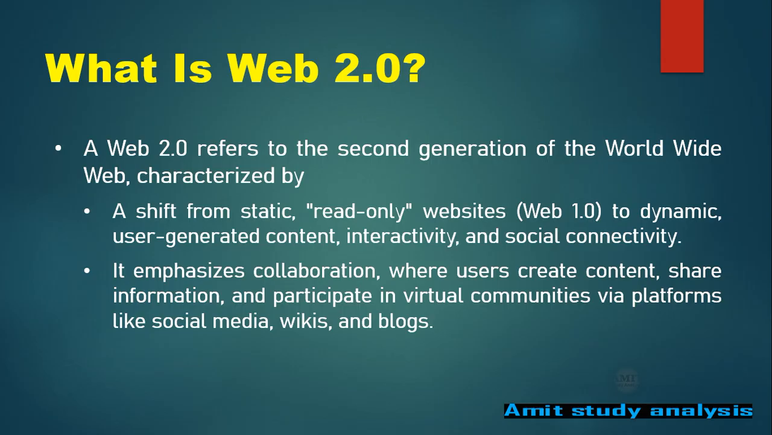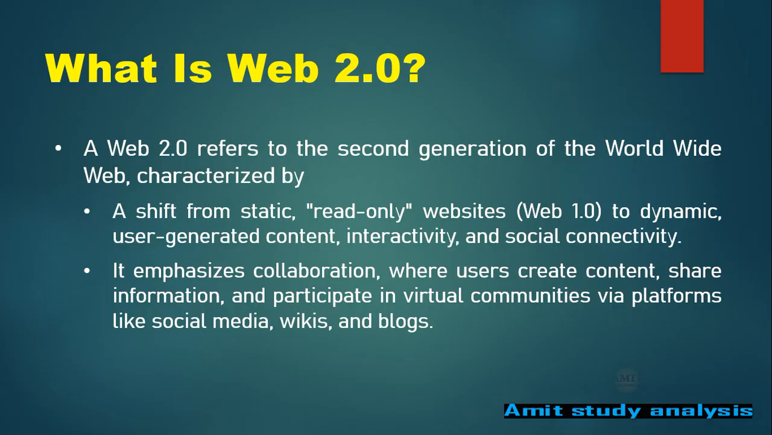Web 2.0 refers to the place where users can generate their own content. Instead of only viewing the web page, instead of only searching the web page and getting content from it, users are now able to put their content on the web page. This is the power of web 2.0. Users are able to share information and participate in virtual communities via platforms like social media, wikis and blogs. You must know about different types of social media. Social media is part of web 2.0 and was not there in web 1.0.